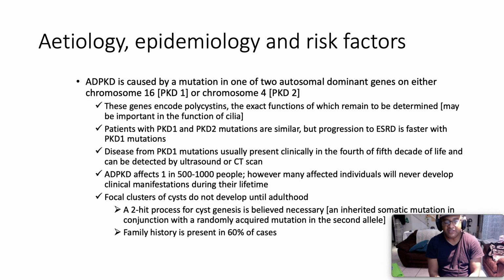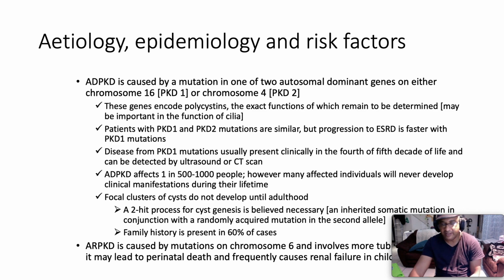Okay, focal clusters of cysts do not develop until adulthood. It's postulated that a two-hit process is required for cystogenesis, and that an inherited germline mutation in conjunction with a randomly acquired mutation in the second allele is required. Family history is present in upwards of 60% of cases.